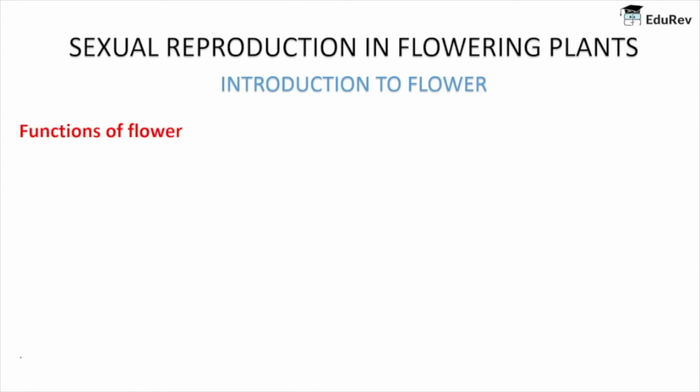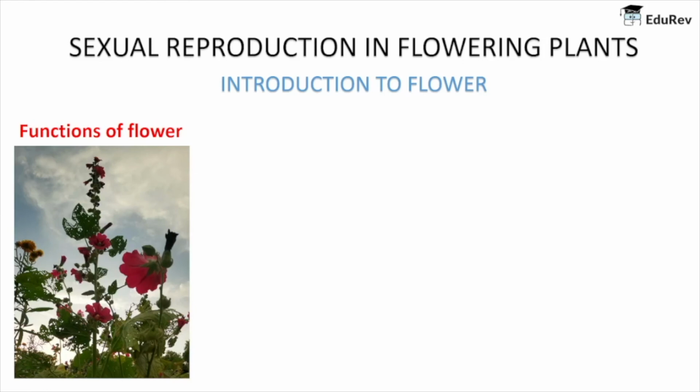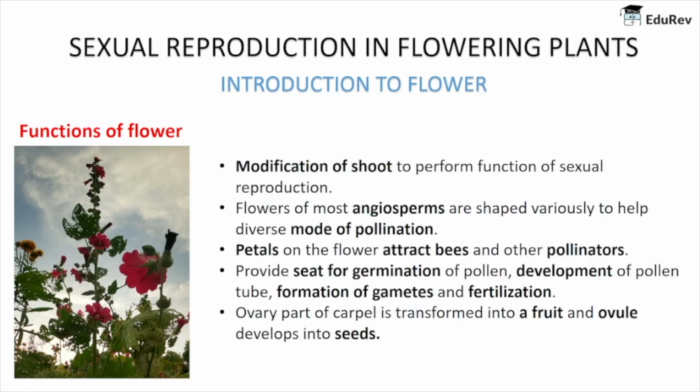Next are the functions of flower. We are now going to talk about the functions of a whole flower. It helps in the modification of shoot to perform functions of sexual reproduction, as we have seen that the sexual reproduction between male and female gametes takes place inside the flower. Also, flowers of most angiosperms are shaped variously to help diverse modes of pollination, because the shape of these flowers is different in different plants, so the mode of pollination is different in different plants as well.